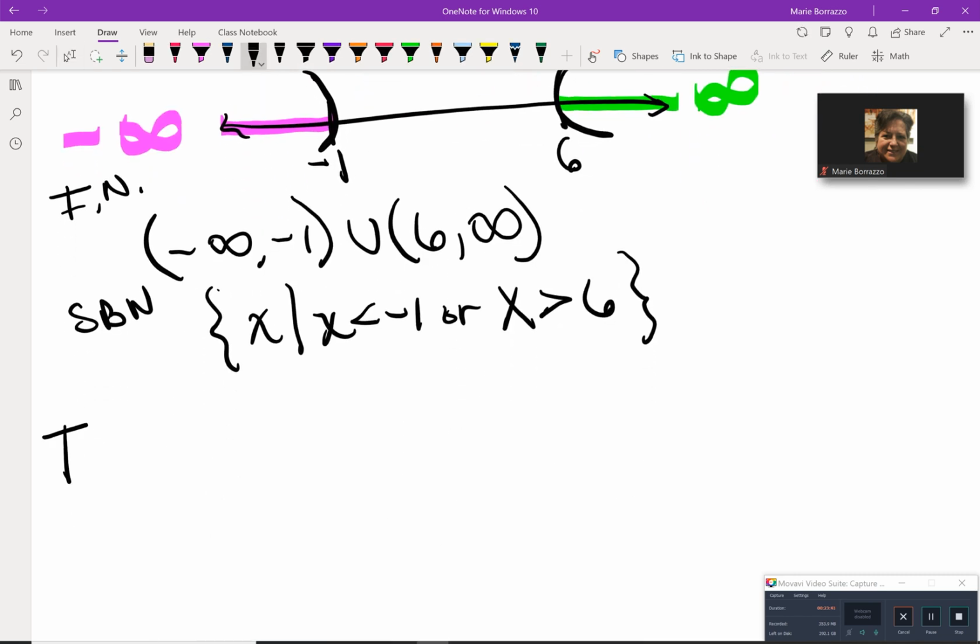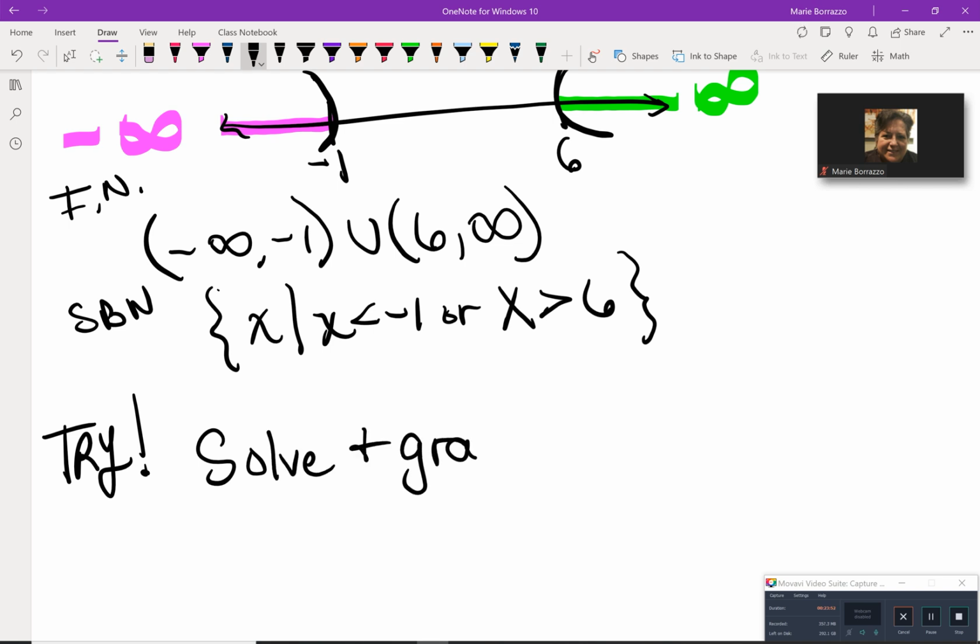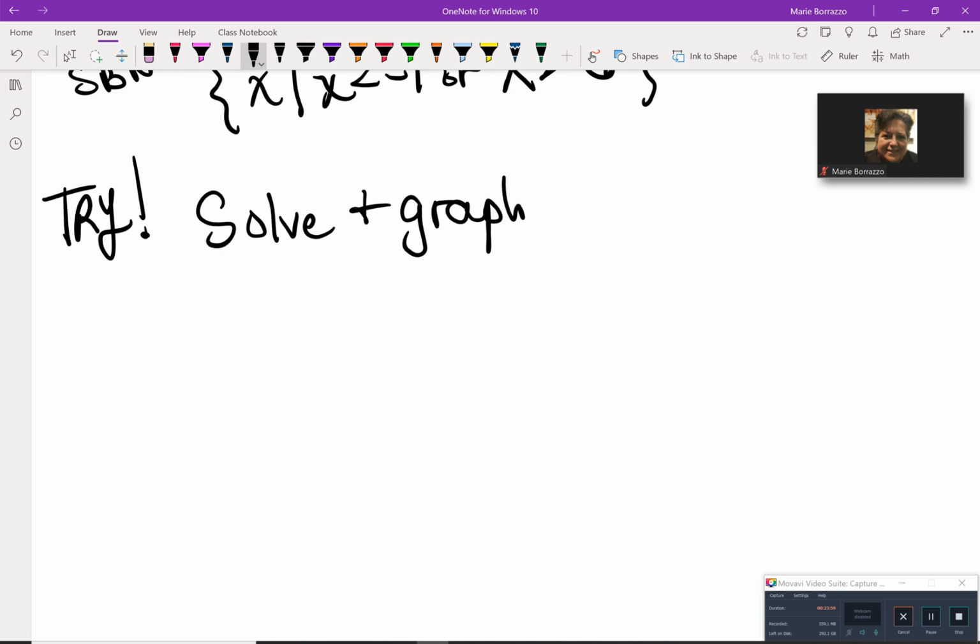So I would like for you to try this example here. We're going to solve and graph just like we did above. And whenever we say solve, be careful, because that may mean interval and or set notation, and then graph, obviously, draw the number line. So I'm going to give you 18 less than absolute value of 6 minus 3x. Go ahead and try to solve this one.